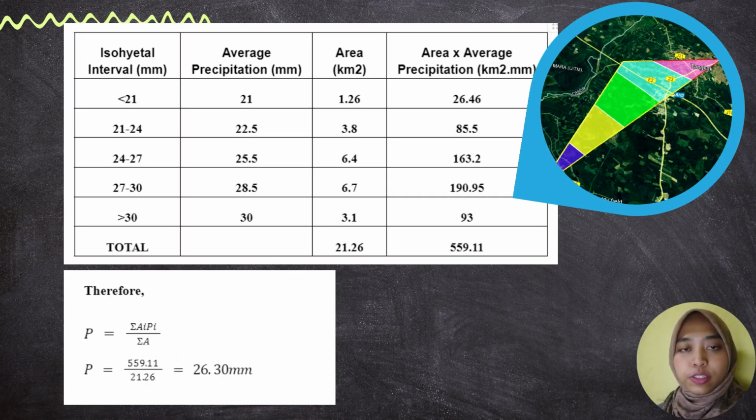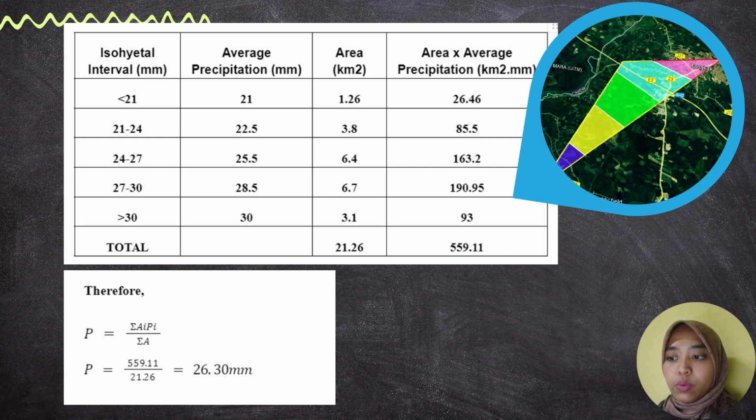Okay, to find average precipitation by using isohydral method, we have to divide our catchment area into several parts. Based on figure above, we already divide our catchment area into 5 parts. Then, calculate the sub-area between two isohydral intervals, sum it up, then we will get 21.26 km square for the area. After that, compute the value of area times average precipitation for each interval.